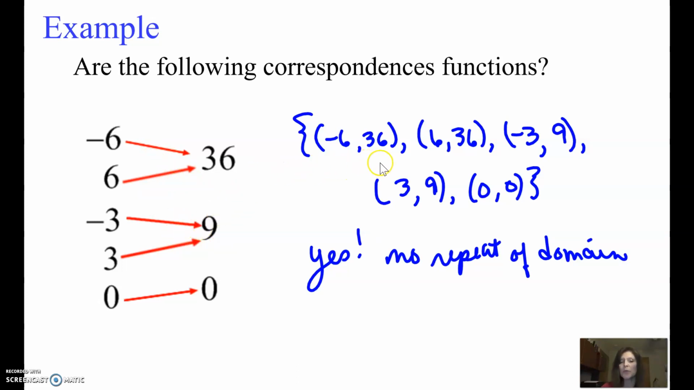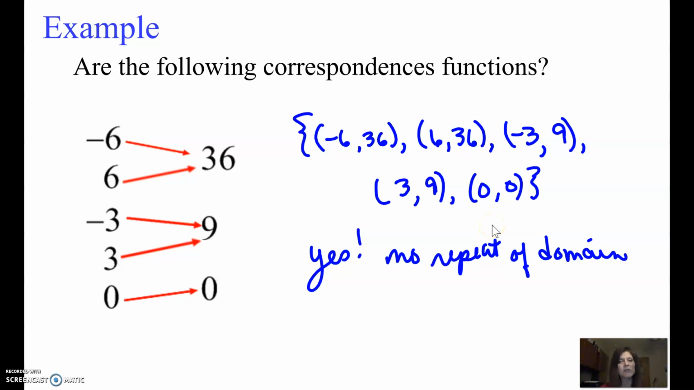Probably you're more familiar with this listing form. All I did is I took the element from the first set and what it was paired with, and that's my first ordered pair. Second number and its pairing, second ordered pair, and so on. The question is, is this a function?